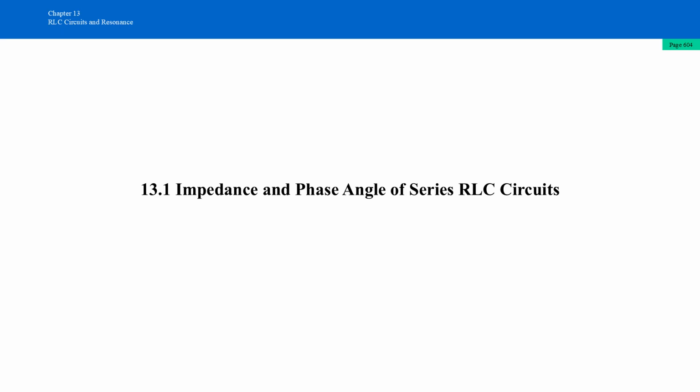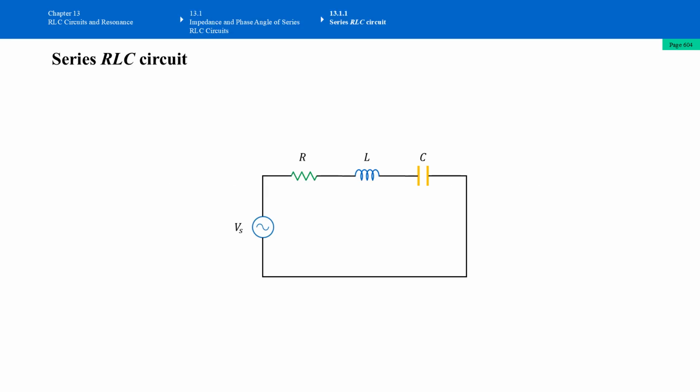13.1 The impedance and phase angle of series RLC circuits. Here we have a circuit with one AC source on the left, and on the top of the circuit there are three circuit elements: a resistor R, an inductor L, and a capacitor C. They are connected in series. Assume we know the frequency of the source, and then we can find out the inductive reactance XL and also the capacitive reactance XC.